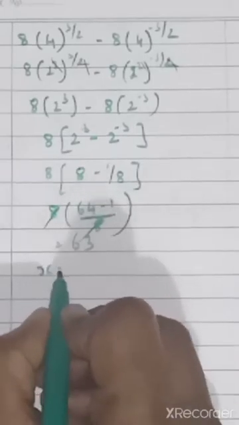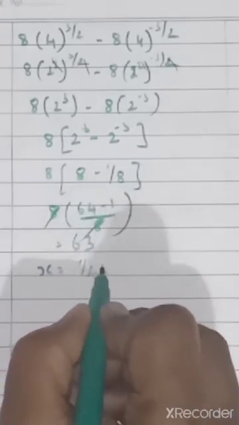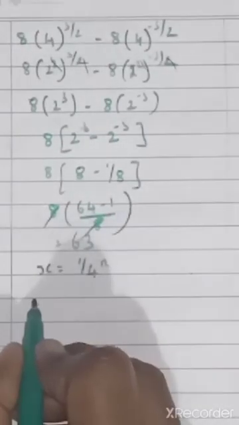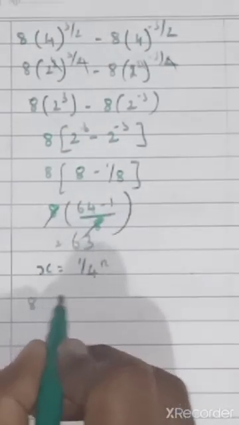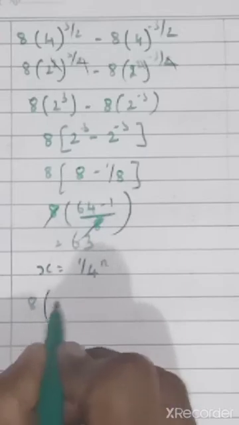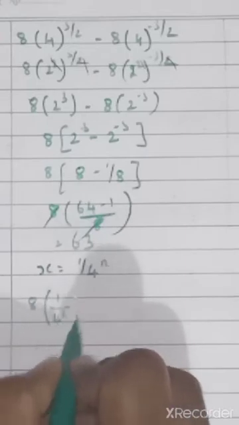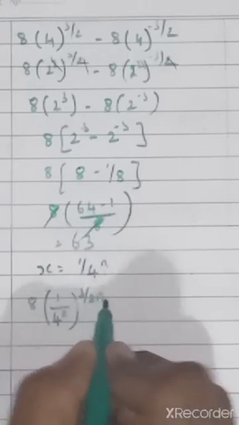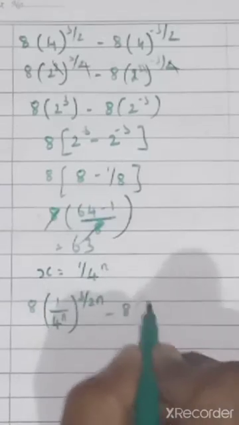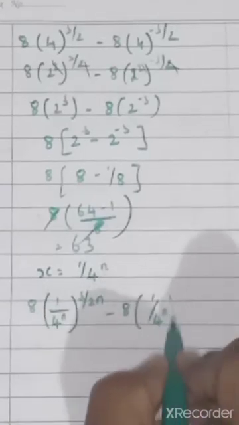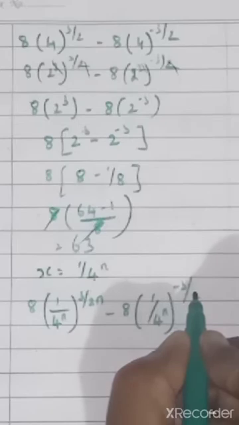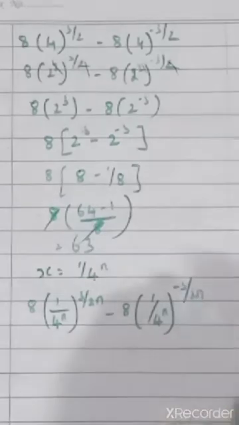We are going to substitute x equal to 1 by 4 power n. So for x, in the same question, 8 into 1 by 4 power n times 3 by 2 power n, minus 8 into 1 by 4 power n times minus 3 by 2n. Correct?